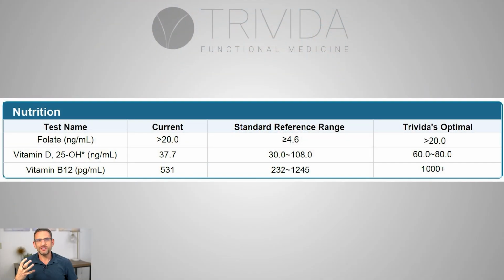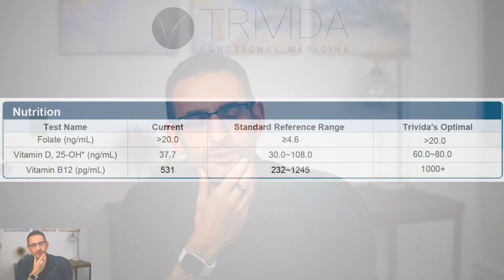B12, famously known as that energy-producing vitamin. I'd like to see that above 1,000. So you'll see this B12 is at 531. Again, because it's low, and remember the reference ranges, right? It says 232 is still normal. If I saw a B12 at 232, that is drastically low.